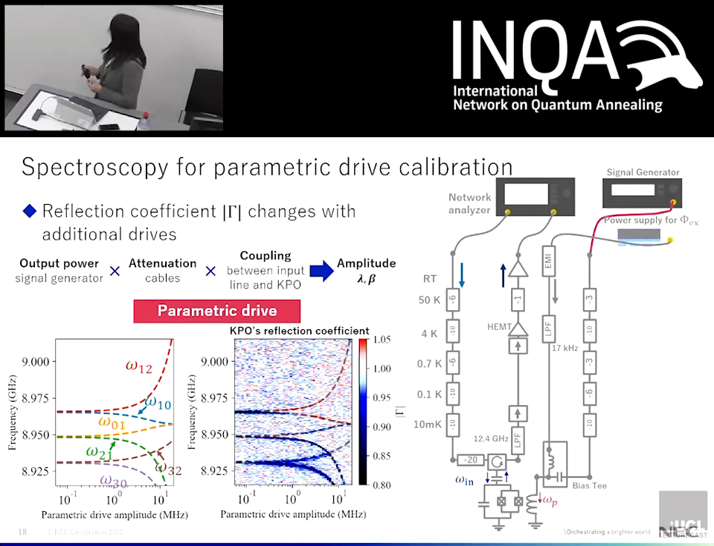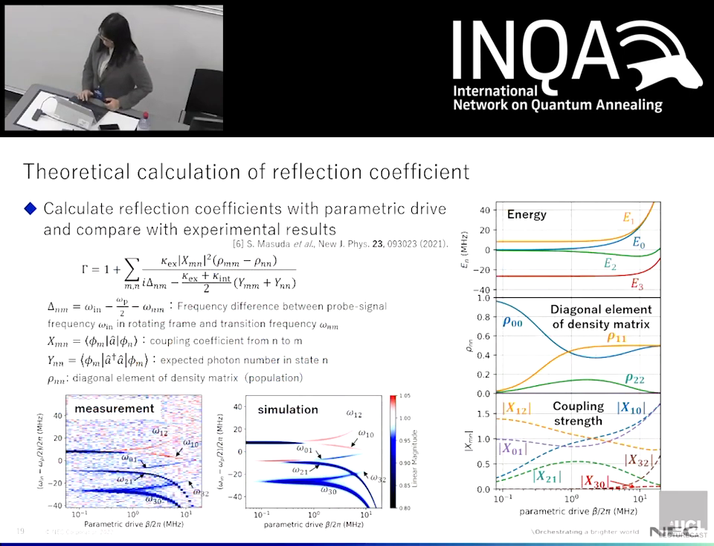It should be emphasized here that the attenuation constant is the only adjustable parameter to compare the two data sets. From comparing these two, we can determine the amplitude directly and precisely. We also compare the result with the theoretical calculation of the reflection coefficient.